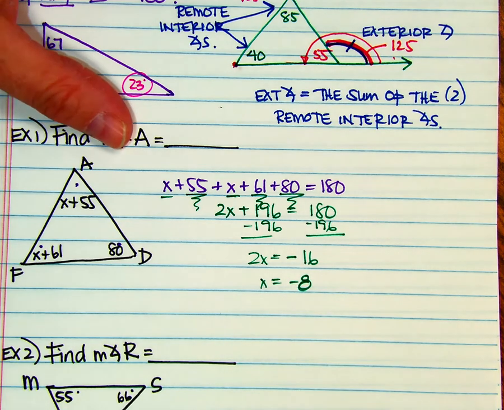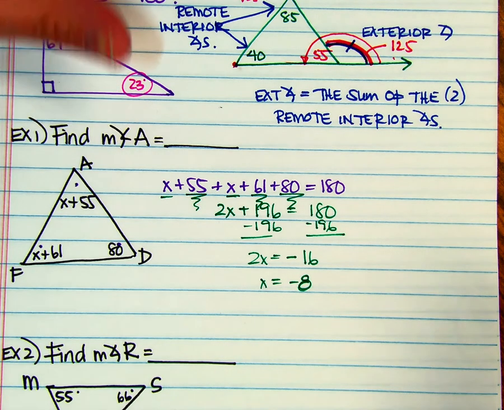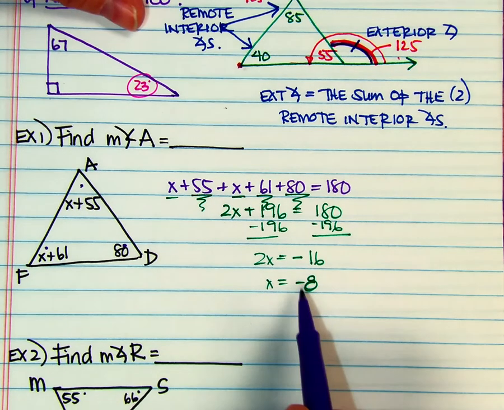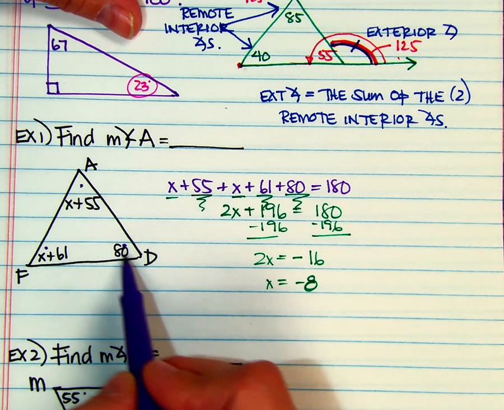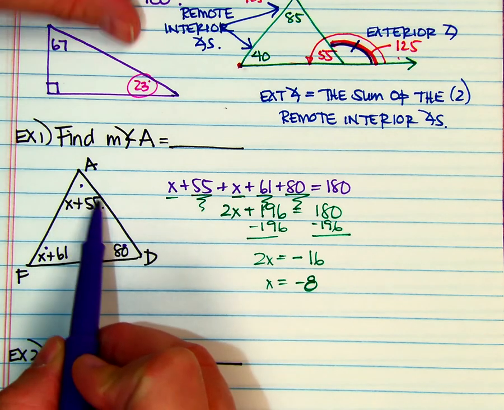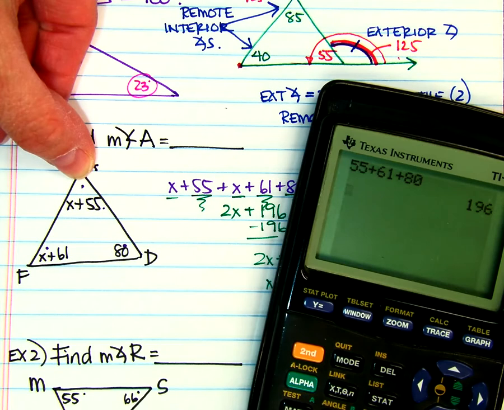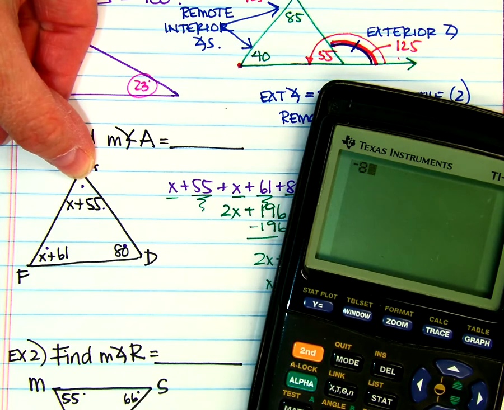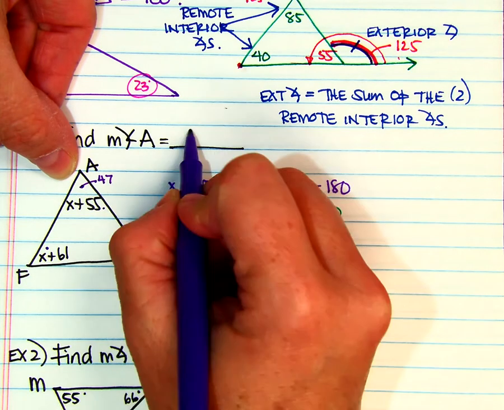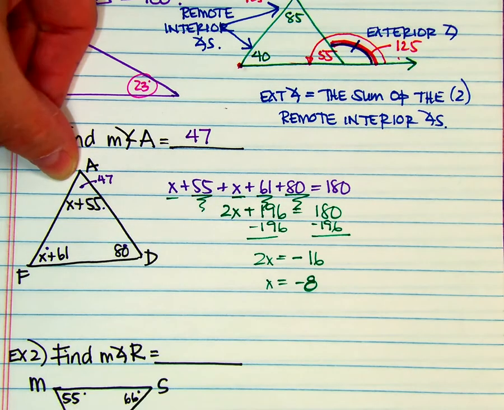Now, be careful with this, because my first response was, well, x can't be negative. I cannot have a negative angle. But if you look, x isn't an angle. So negative 8 plus 55 is going to give me the measure of angle A. Negative 8 plus the 55. So angle A actually gives me 47, which is what I'm asked to find.